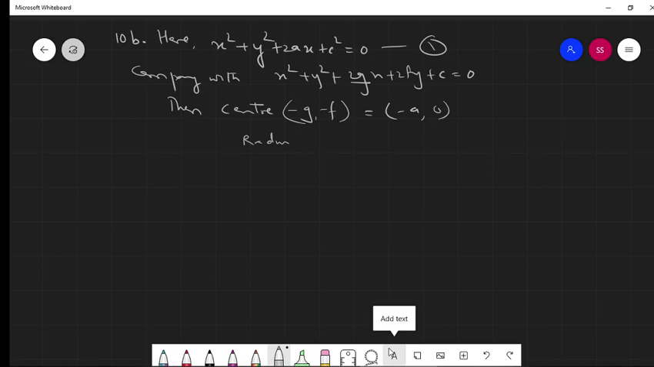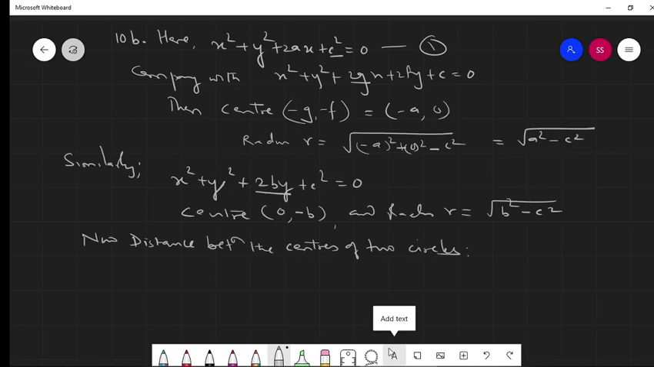Now the distance between the centers of the two circles. One center is (-a, 0) and the other is (0, -b). The distance is the square root of (0 - (-a))², which gives a², plus (-b - 0)², which gives b². This is the distance.